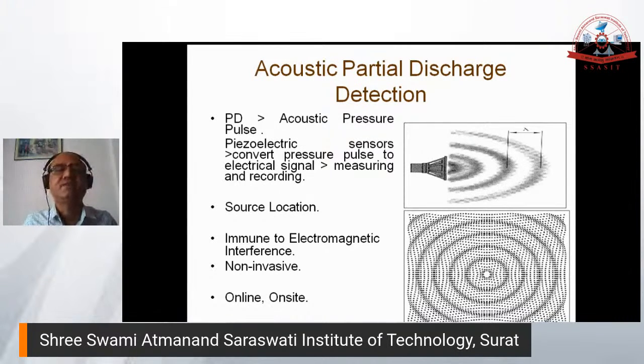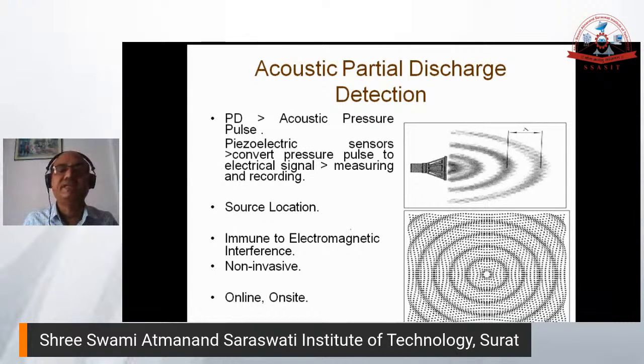So the sound wave is generated and it will propagate in all directions based on the medium velocity. Piezoelectric sensors, which are put on the surface or at any location of the transformer, convert the pressure pulses to electrical signals, used for measuring and recording.